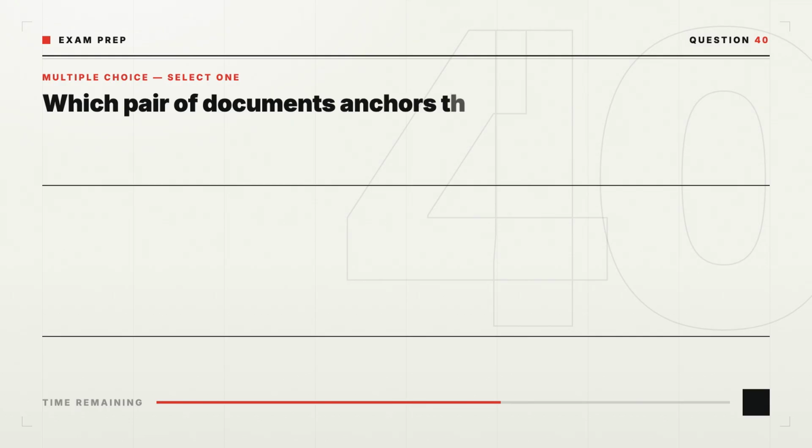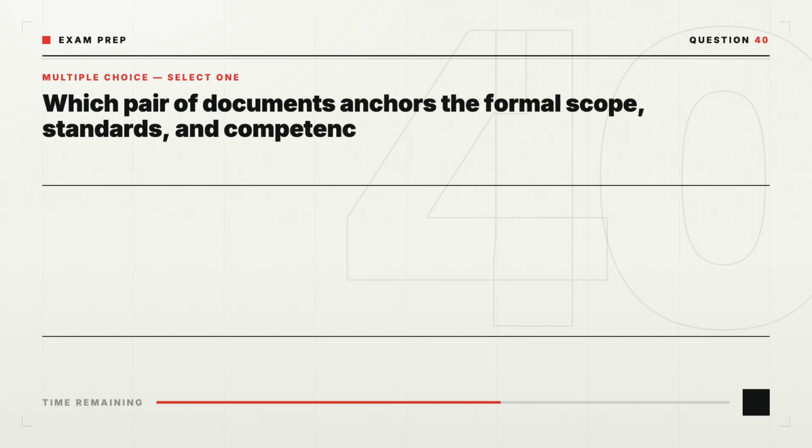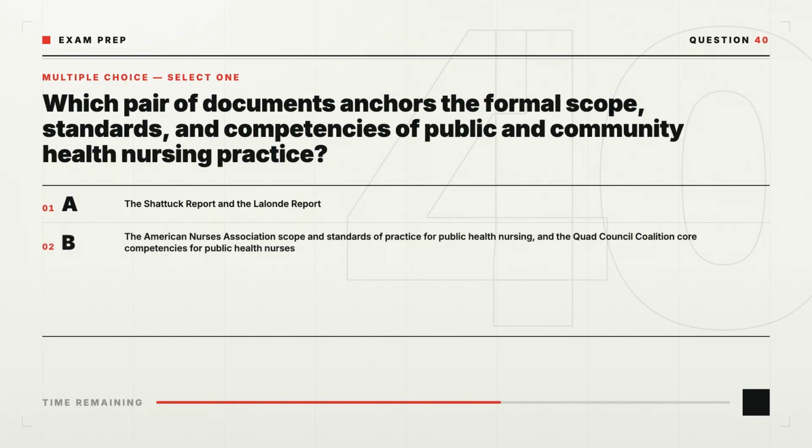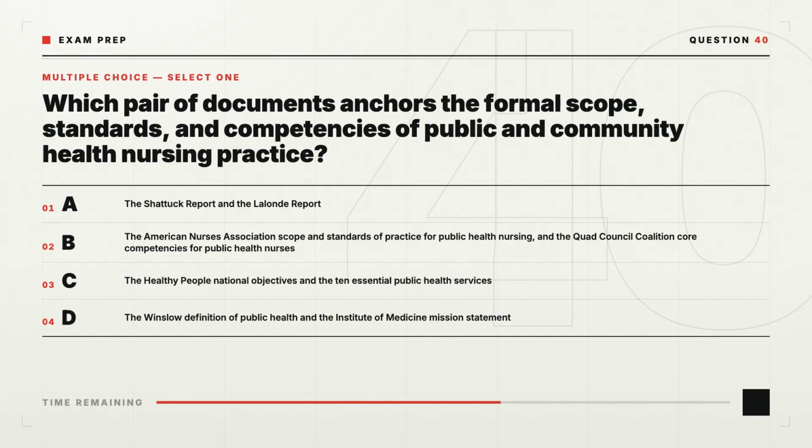Question 40. Which pair of documents anchors the formal scope, standards, and competencies of public and community health nurse in practice? Your options are A. The Shattuck Report and the Lalonde Report, B. The American Nurses Association Scope and Standards of Practice for Public Health Nursing, and the Quad Council Coalition Core Competencies for Public Health Nurses, C. The Healthy People, National Objectives, and the 10 Essential Public Health Services, D. The Winslow Definition of Public Health and the Institute of Medicine Mission Statement. Got a guess? Lock it in.